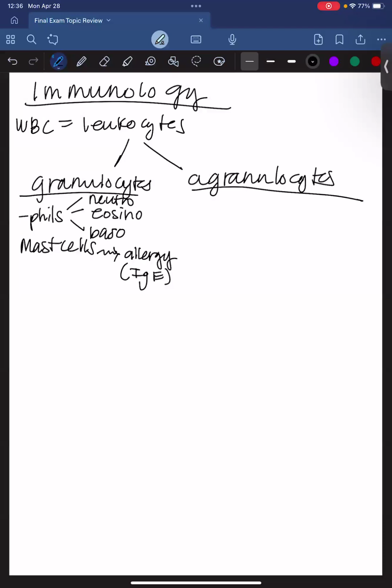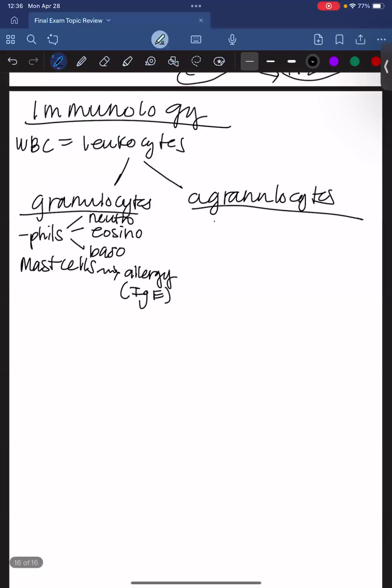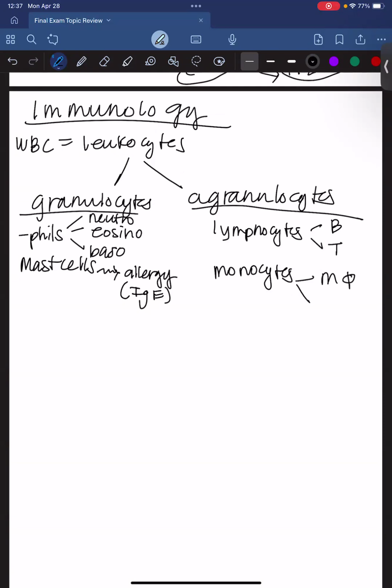All right, so agranulocytes. We had our lymphocytes and then our monocytes. What are our types of lymphocytes? B and T cells. And then our monocytes got broken up into macrophages and dendritic cells. All righty. Great.